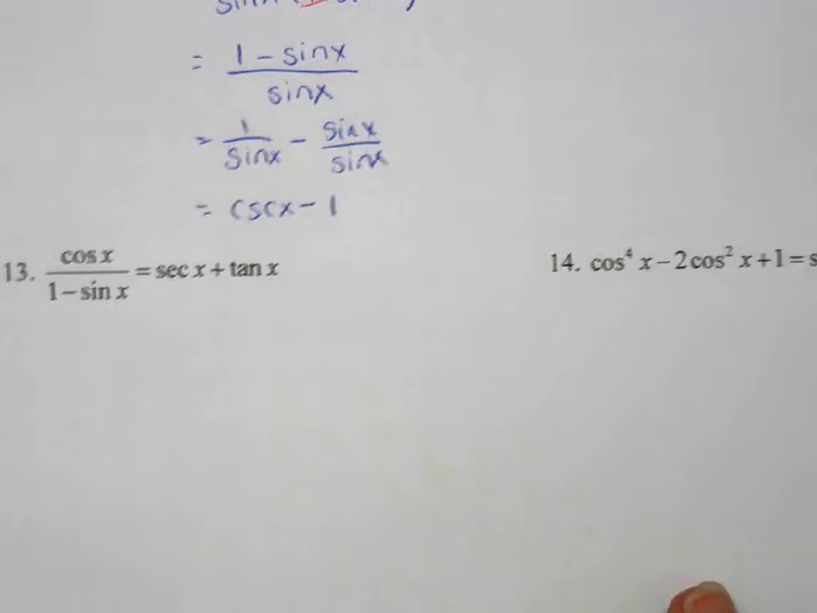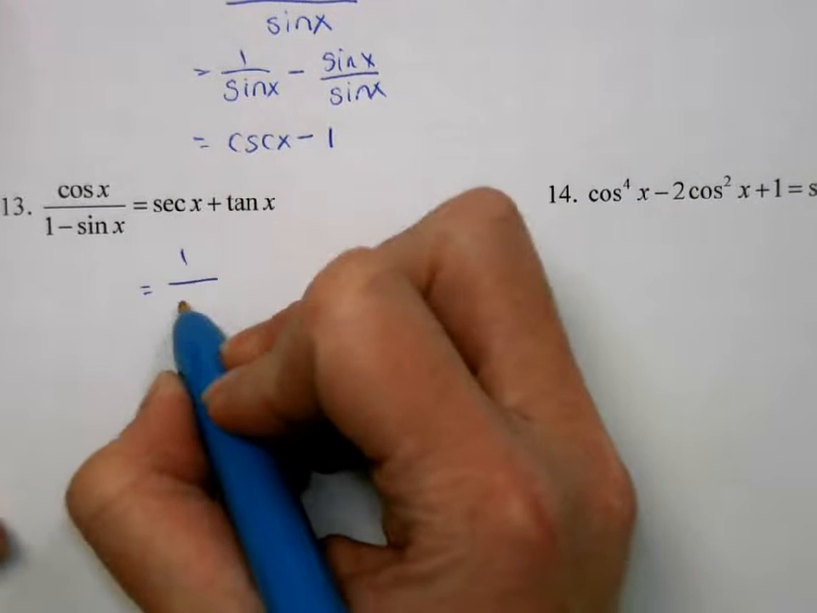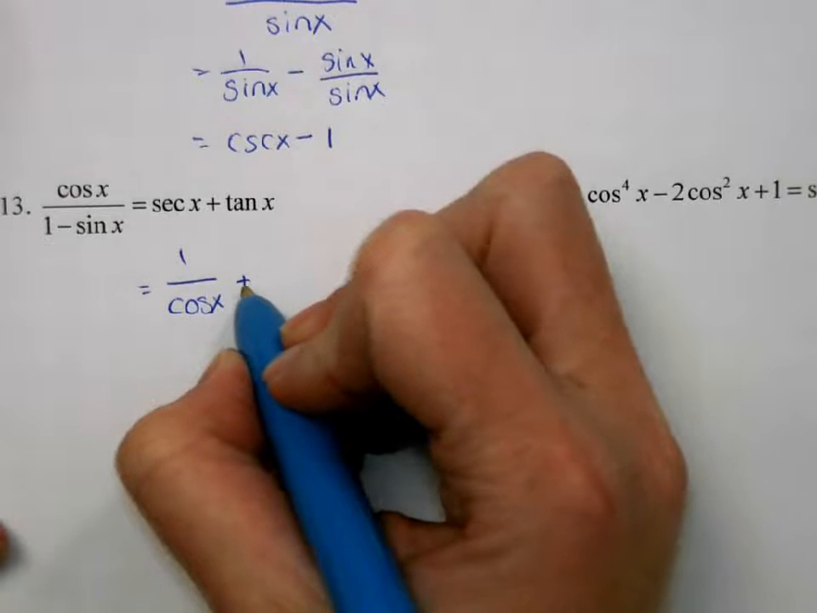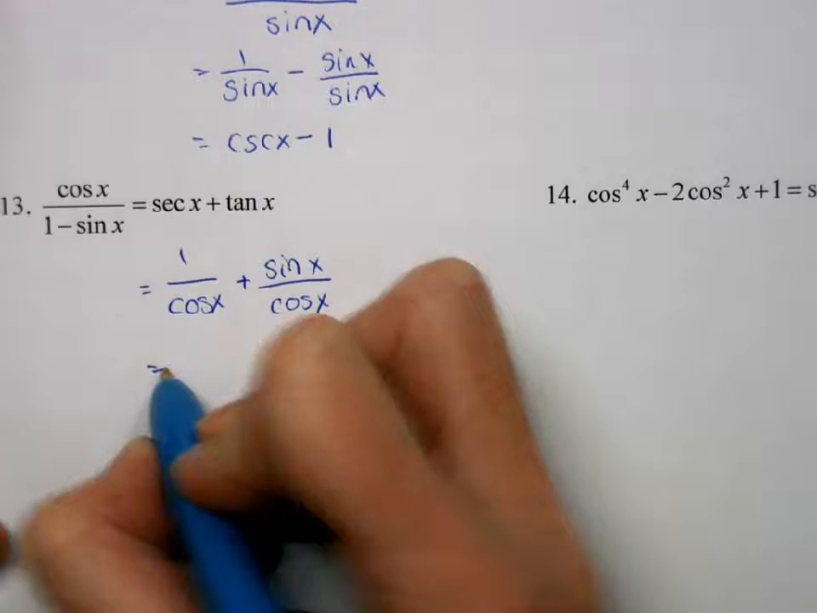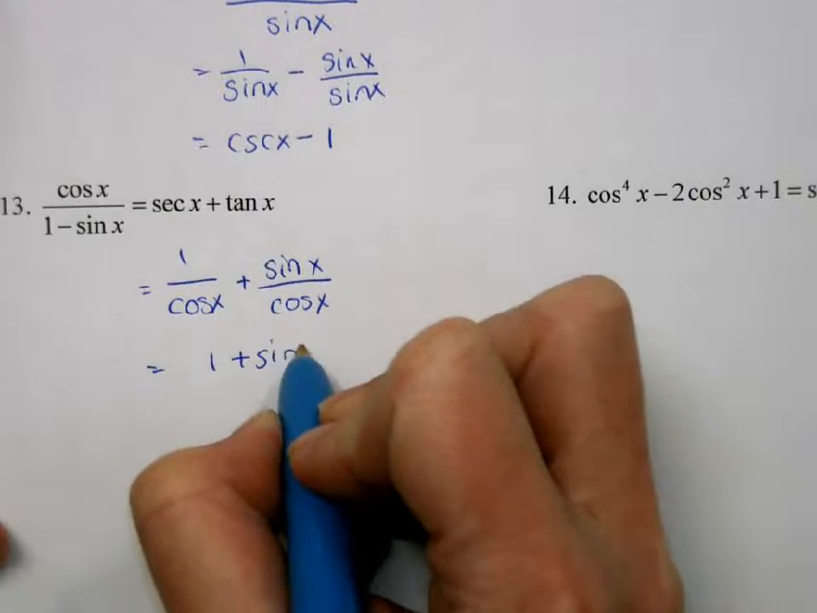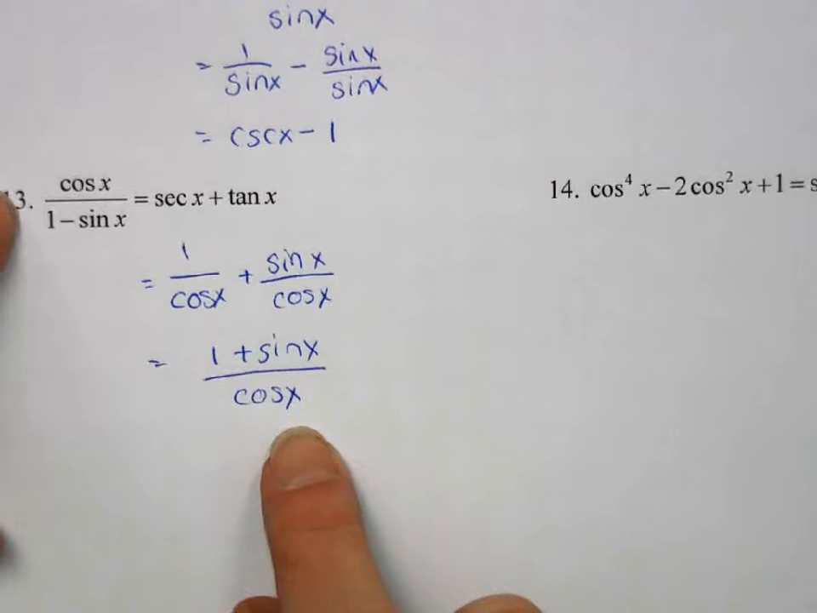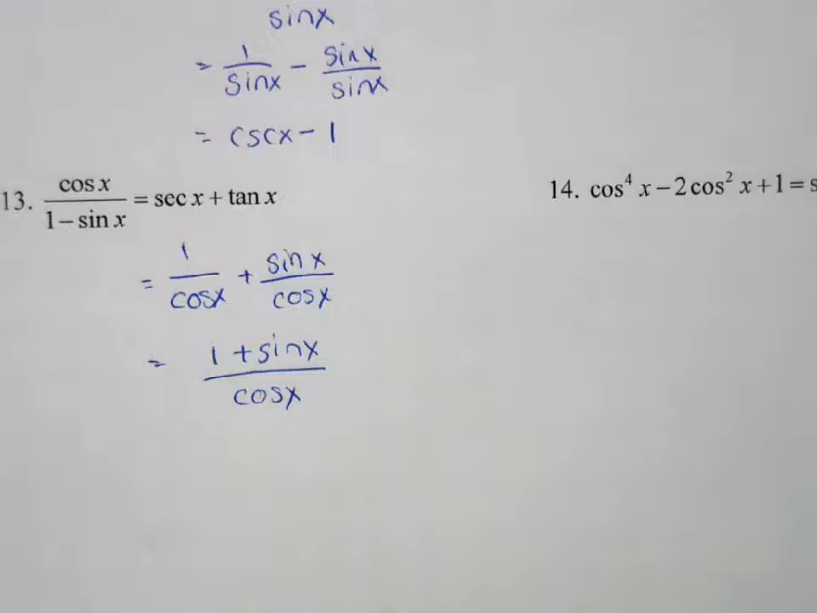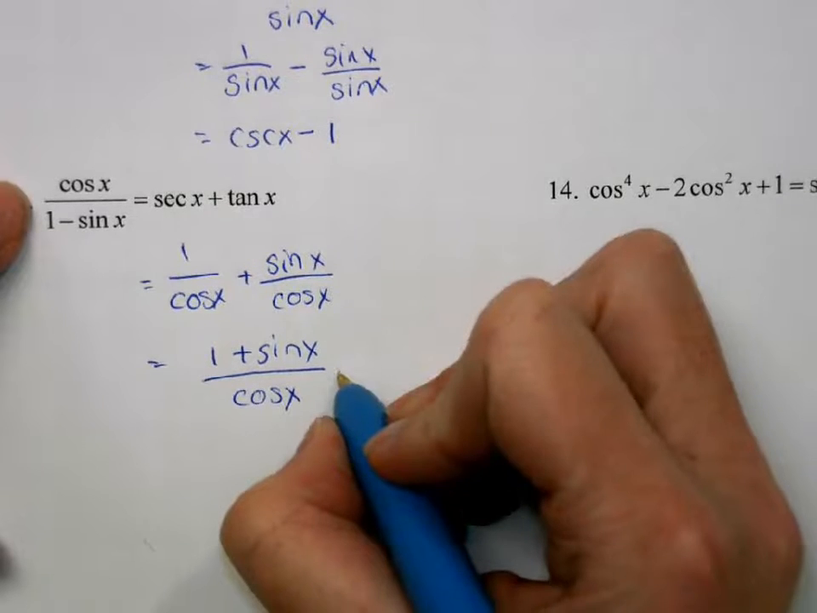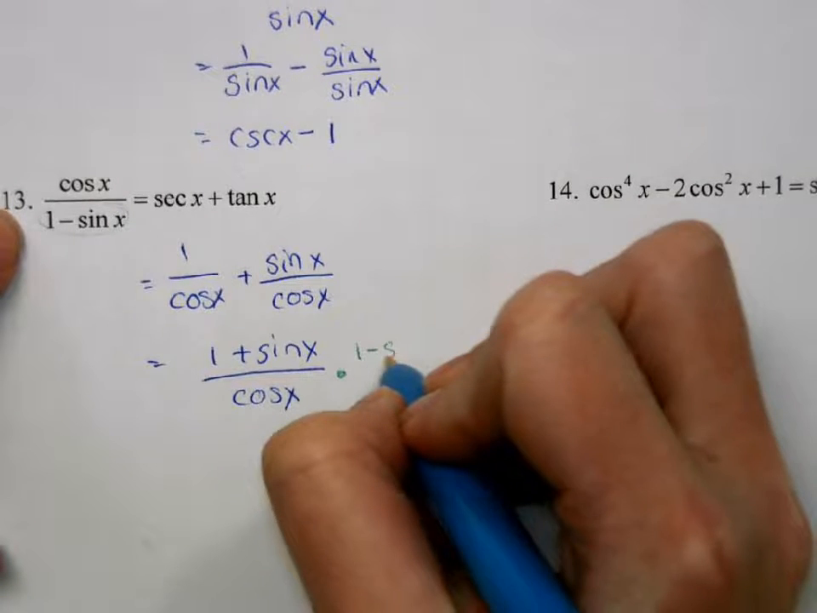This one here, I'll make this 1 over cosine of x plus sine of x over cosine of x. So I get 1 plus sine of x over cosine of x. Well, we get to kind of the stopping point. So in order to make this turn into this, I'm going to make a more complicated version of it by multiplying by my fancy one. I know I want a 1 minus sine, so I'm going to multiply this by 1 minus sine over 1 minus sine.